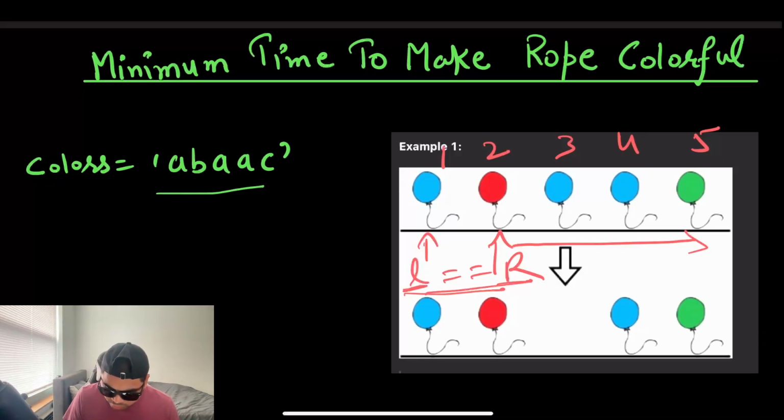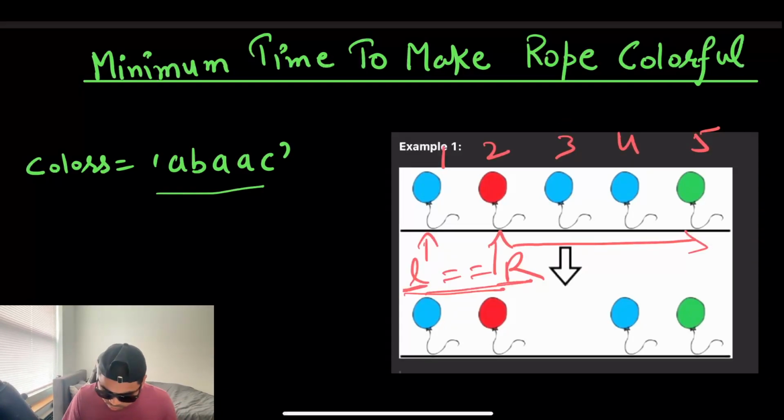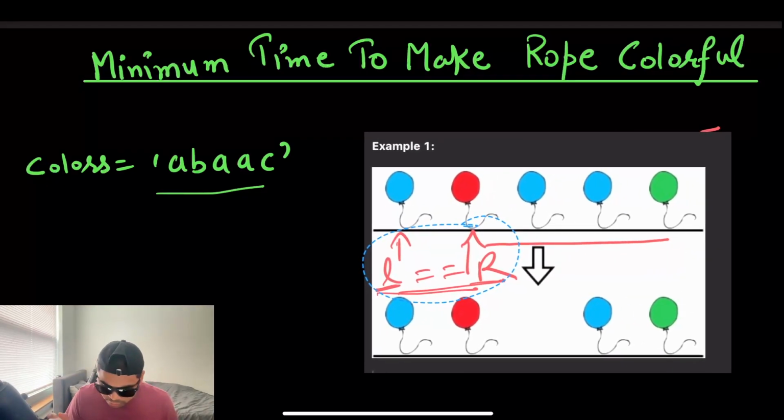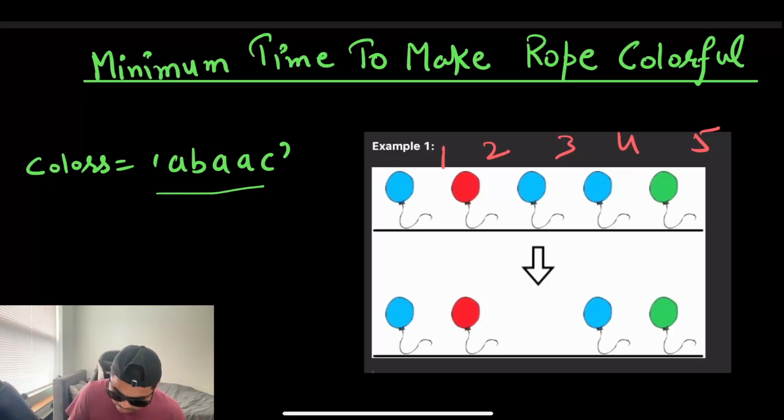Both of these will be moved ahead. So now my left is pointing here and right is pointing here. In this case also, they don't match the color. These are not two consecutive same colors.